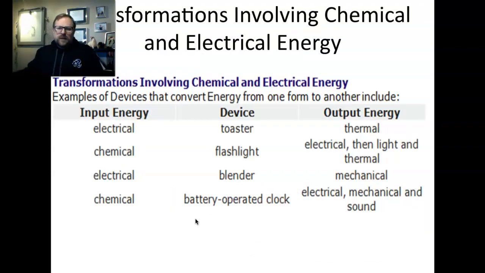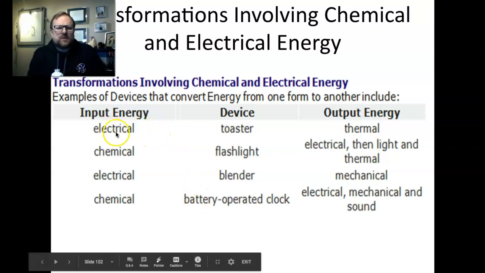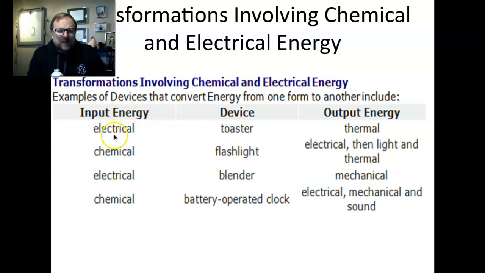So some transformations involving chemical and electrical energy. These are just some examples. So let's say we have a toaster, which is our device. The input energy, okay, is electrical energy. We plug our toaster into the wall, we turn it on. Then the toaster takes that electrical energy and transforms it into thermal energy, which is the little coils that you see inside your toaster heating up the toast to brown it for you.